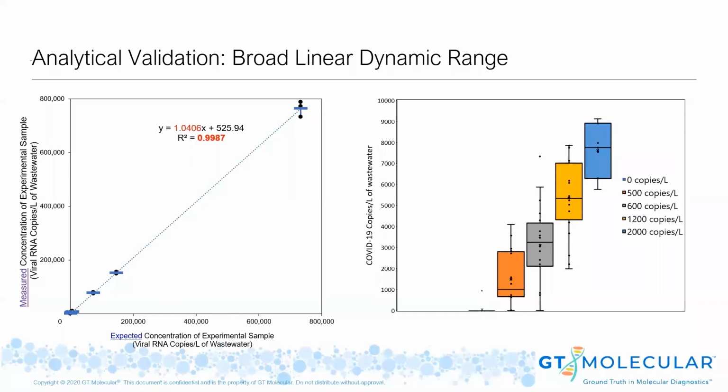Our limit of quantification was defined as 2,000 copies per liter. This is the concentration in blue, in which we observed less than 20% variability. Notice the smaller error bars for this concentration. This is the concentration in which we are confident reporting concentrations.